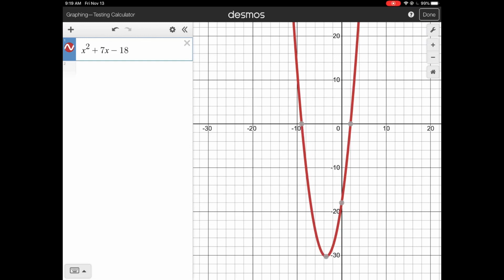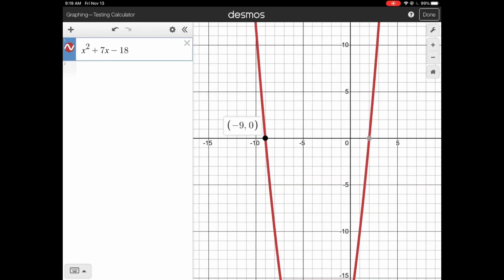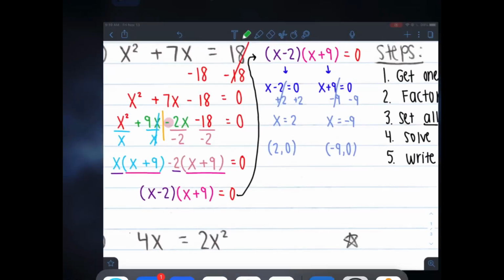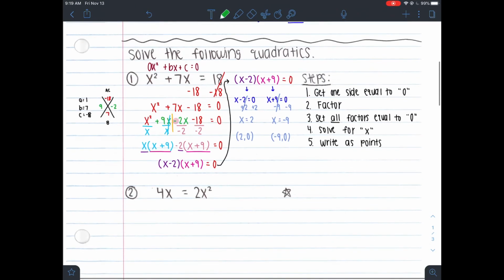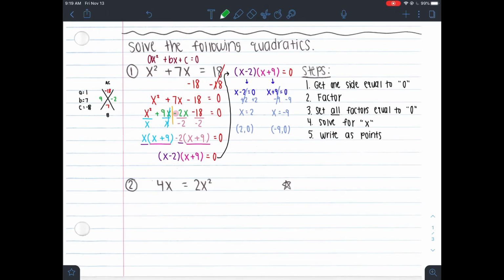So if I were to type it, and again, I'm using Desmos, not my graphing calculator, but if I were to use my graphing calculator, I would see on my table that I have 2 x-intercepts, negative 9, 0, and positive 2, 0. So again, we're solving for x-intercepts. So please make sure, because that's the most common mistake, that you do not stop after you factor. Once you factor, then you solve it as well, because this is solving by factoring.